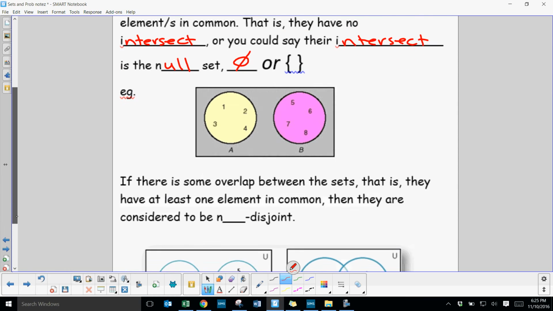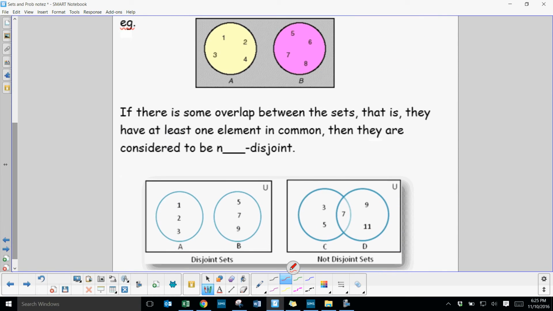If there is some overlap between the sets, like in this little example here, and there is an intersect, that means that, for example, they have at least one element in common, like in this example they have the number 7 in common, then they are considered to be non-disjoint. And don't use the word not, we say non-disjoint. That's why we have a hyphen there. So that's an example here of a non-disjoint set. Whereas this is a disjoint set. So the intersect doesn't exist, or you could say the intersect is the null set.